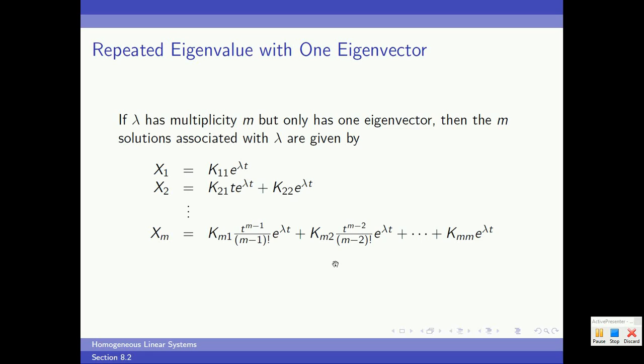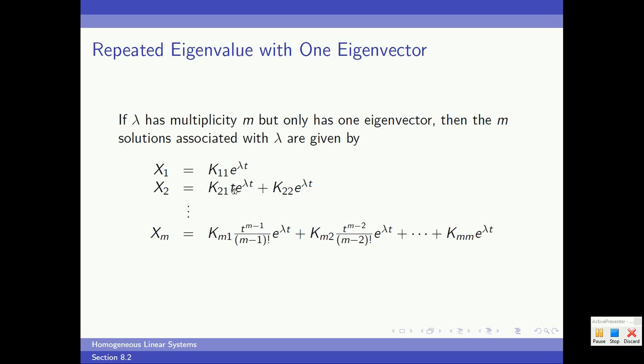Okay, so now if it's a repeated eigenvalue and it only has one eigenvector, then basically the way that we find our first solution is the normal one. It's that eigenvector e to the lambda t. Then our next solution, we're going to actually have a different vector times t e to the lambda t plus a different vector e to the lambda t. And then we keep on increasing.